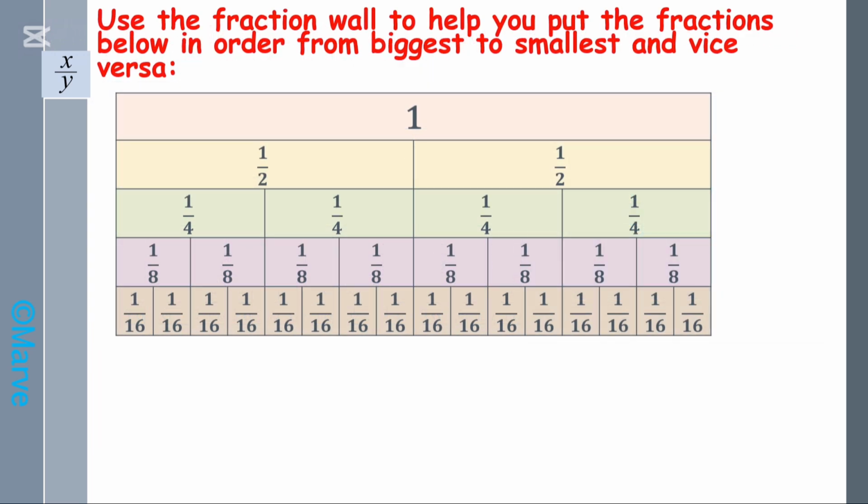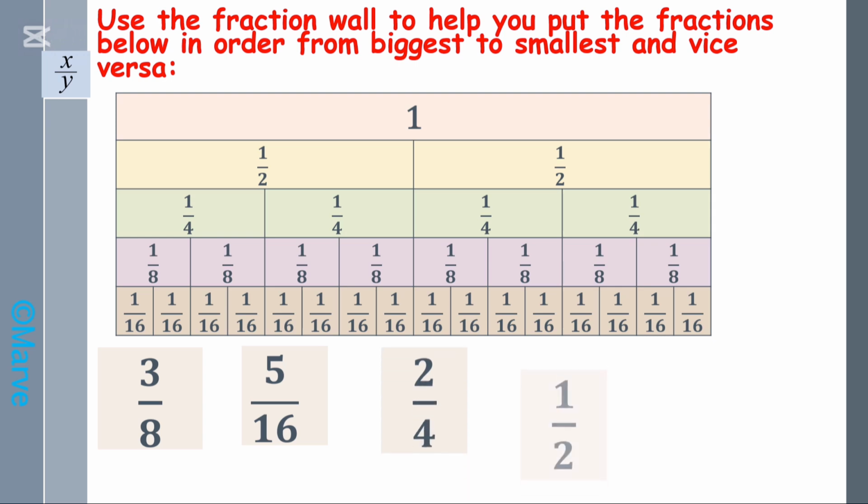Now, let's do some comparison from biggest to smallest and from smallest to biggest. So here we're going to also use the greater than and less than signs to make the comparison. So look at this fraction wall and look at these numbers: 3/8, 5/16, 2/4, and 1/2. Can you order them from biggest to smallest using the bigger than sign or smaller than sign, as the case may be? So we're going from biggest to smallest.